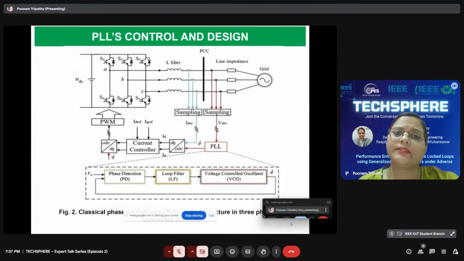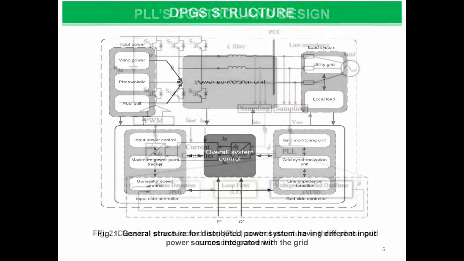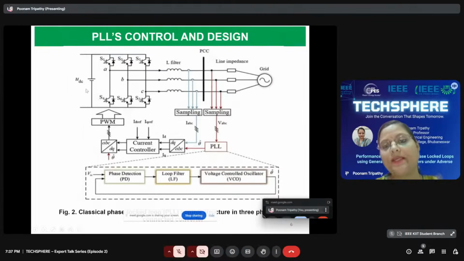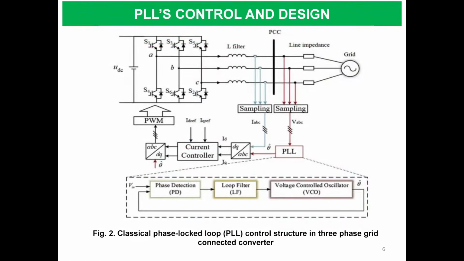So this slide represents the PLL, or the phase lock loop's control and design. Here you can see a three-phase utility grid, and this side where the VDC represents the DC link voltage, which is used to determine any different types of renewable energy sources integrated with the three-phase grid. Basically, the renewable energy sources are integrated with the three-phase grid with the help of this power electronic-based converter. This is nothing but an inverter.